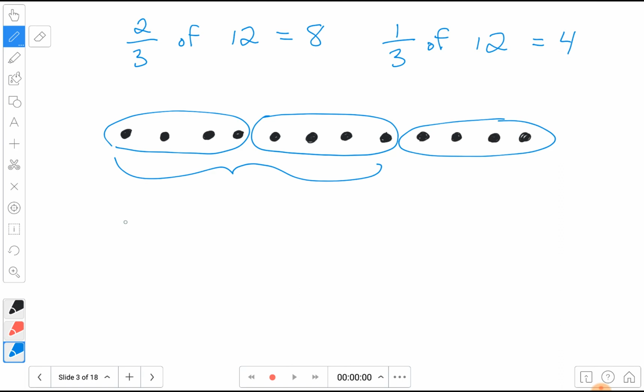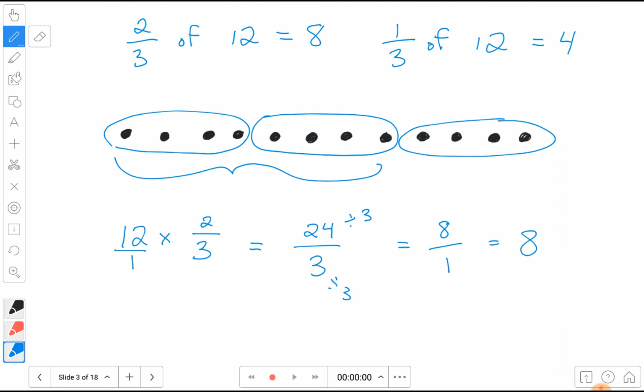In much the same way, we can say 2/3 of 12 is the same thing as 12 times 2/3. That's the same thing as 12 over 1 times 2 over 3. So numerator times numerator and denominator times denominator. 12 times 2 is 24, and 1 times 3 is 3. We can reduce this because both of these numbers can be divided by 3. 24 divided by 3 is 8, and 3 divided by 3 is 1. So we get the same answer, which is 8.